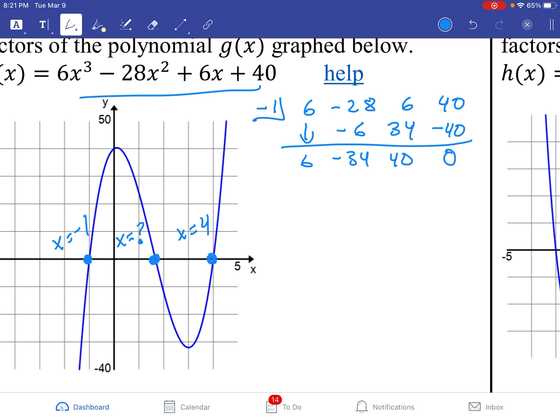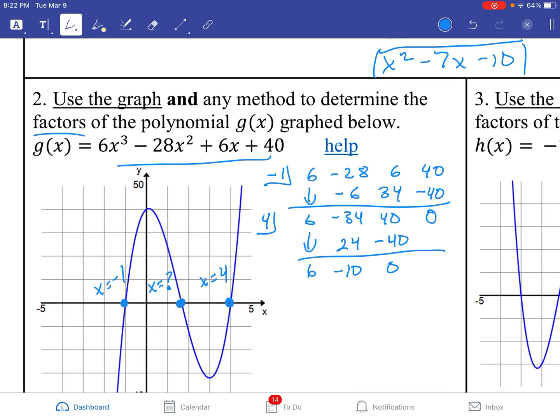Now, that's a quadratic I got from our cubic function. But what I'm going to do now is divide this again using the 4 value from our graph and do synthetic division again. So again, we drop the first number, which is a 6. 4 times 6 is 24. Negative 34 plus 24 is going to be negative 10. 4 times negative 10 is negative 40, and that gives you 0.